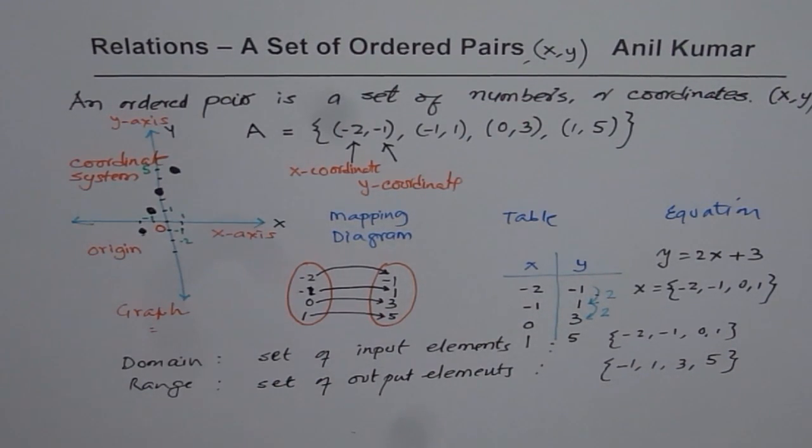Correct. So in this video what you learn here is that we could represent a relation as a set of ordered pairs, and these sets of ordered pairs could be represented in many different forms like coordinate system, mapping diagram, table and equation. So we'll take a few more examples to understand this concept and then move on from relations to functions. I hope that helps. Thank you and all the best.